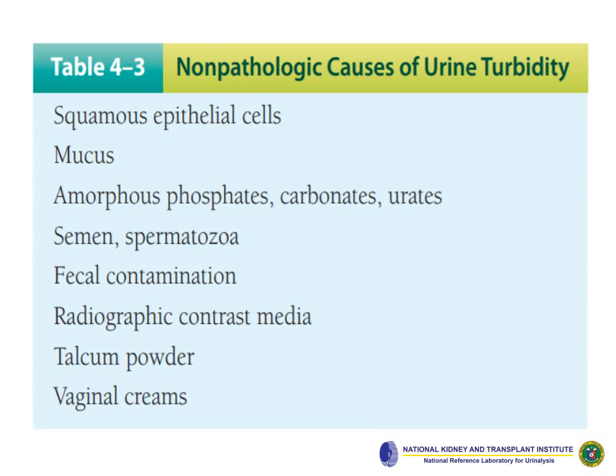The causes of urine turbidity may be non-pathologic as seen here. Squamous epithelial cells and mucus are usually present in specimens from women. Refrigeration may cause precipitation of amorphous phosphates, carbonates, and urates. Other causes of non-pathologic turbidity are semen, fecal contamination, radiographic contrast media, talcum powder, and vaginal creams.